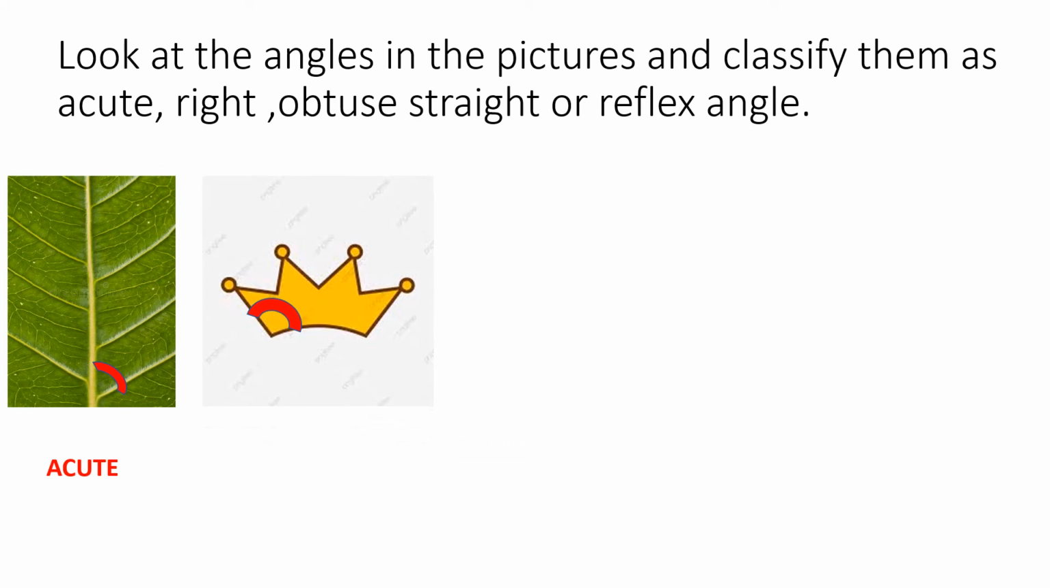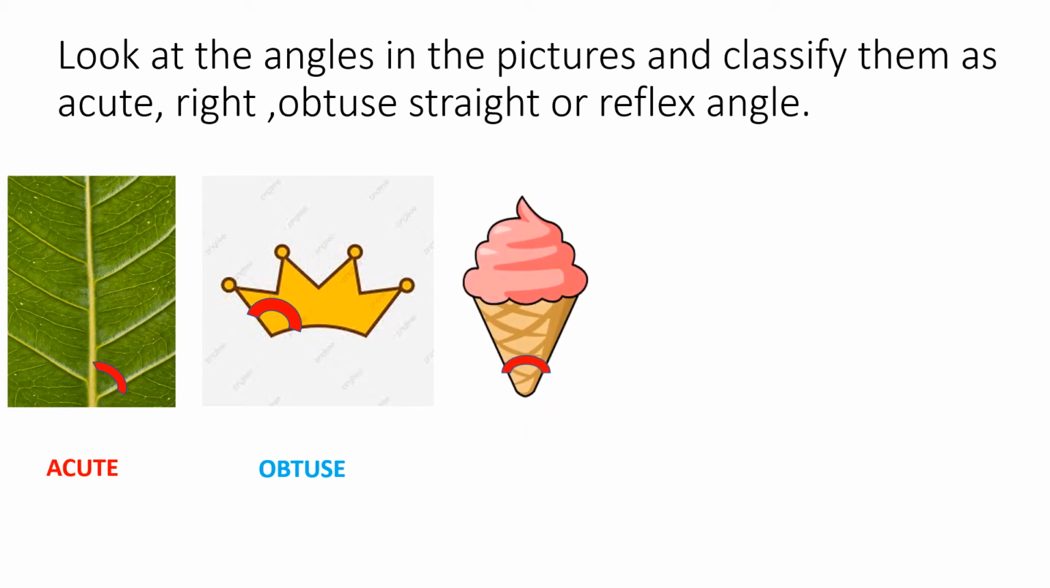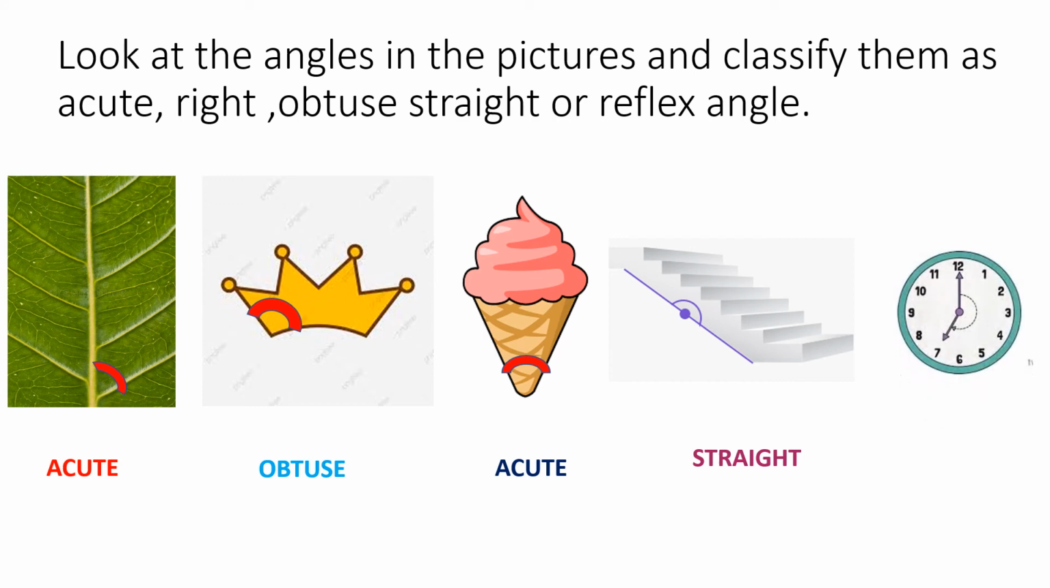This is the picture of a crown. The angle shown in this crown is an obtuse angle which is more than 90 degrees, less than 180 degrees. The angle formed in the cone of an ice cream cup is an acute angle which is less than 90 degrees. And what is the angle shown in the staircase? It is a straight angle. And the angle shown between the hands of a clock, between 12 and 7, is a reflex angle.